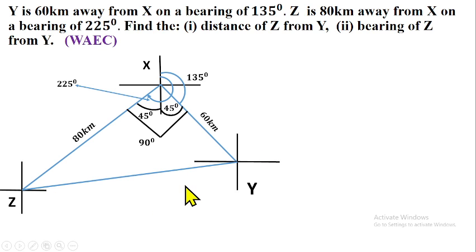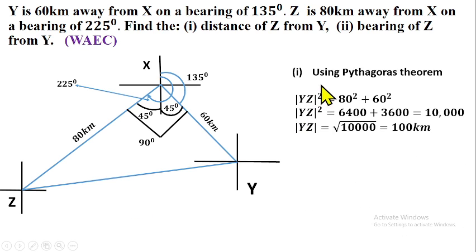That means you can use Pythagoras theorem also, and that should be yz squared. Yz squared equals this side squared plus this side squared. 80 squared plus 60 squared gives us 6,400 plus 3,600 equals 10,000. Yz is going to be the square root of 10,000, and that should give us 100 kilometers. That means this side is 100 kilometers. Are we there? Good.